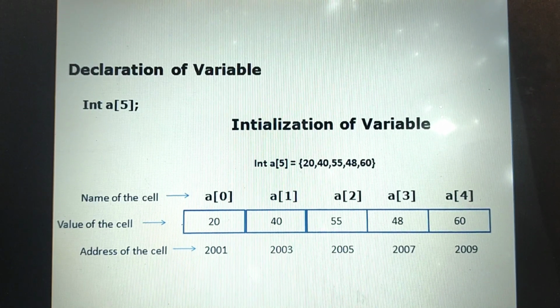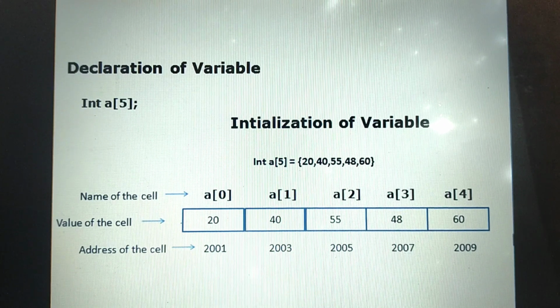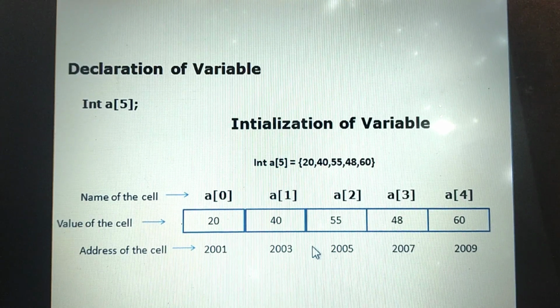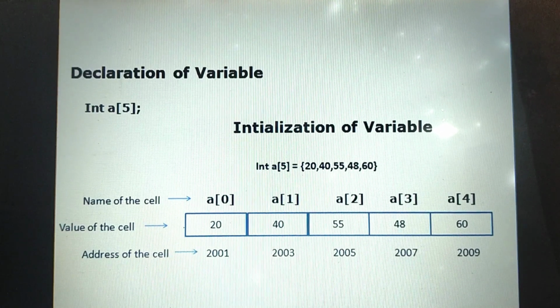How are the elements stored in the memory? The elements are stored in the memory in sequential order, side by side. This type of array is known as a single dimensional array or one dimensional array.